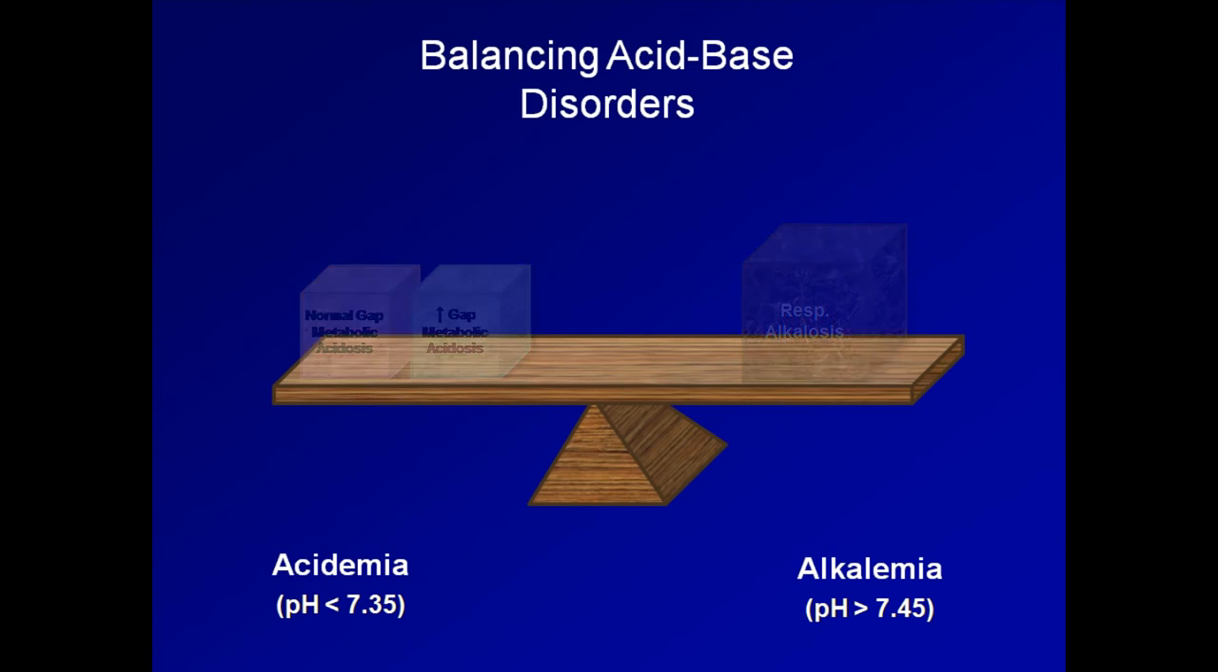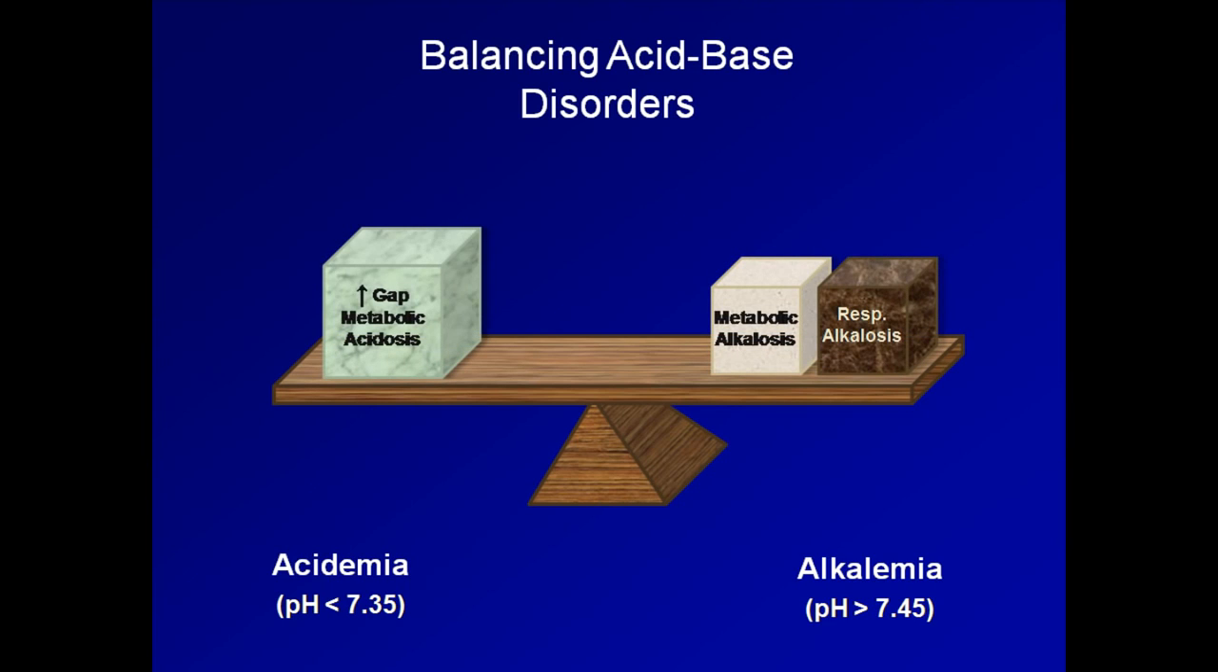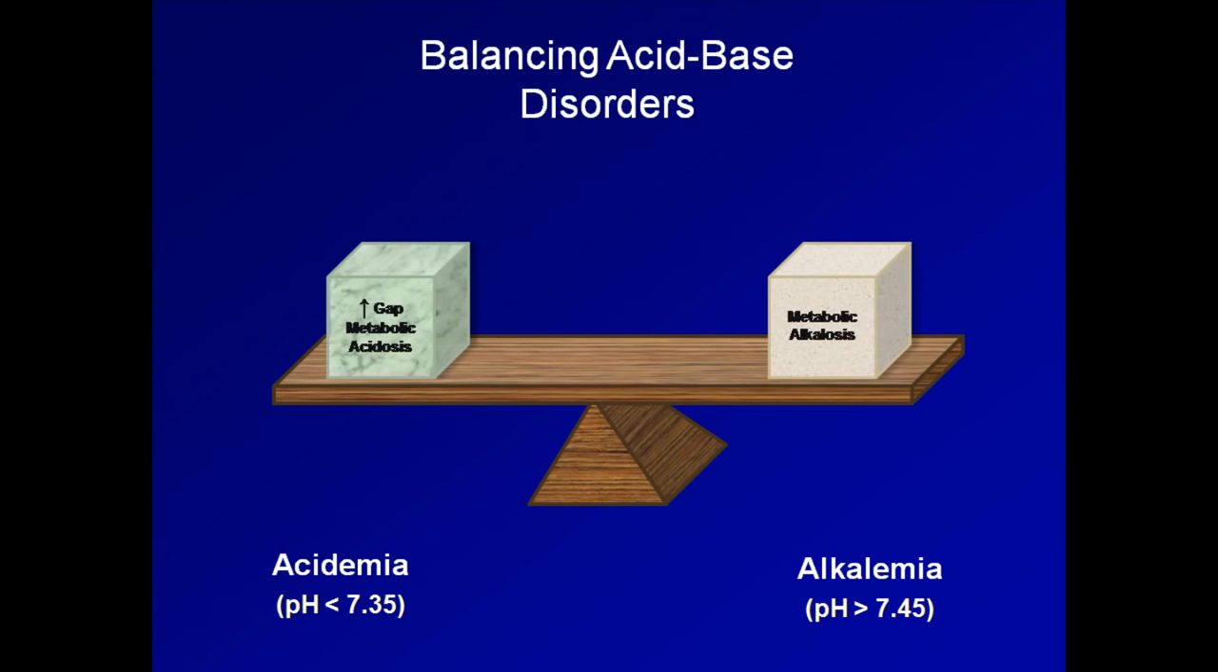There can be a large elevated gap metabolic acidosis, which balances with small metabolic and respiratory alkaloses. Finally, an elevated gap metabolic acidosis can balance with a metabolic alkalosis.